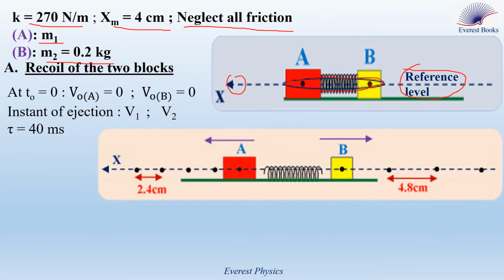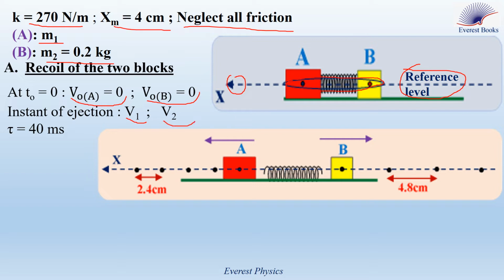Part A. Recoil of the two blocks. At t0 equals 0, the system spring-AB is at rest and we burn the string. The system is at rest, it means v0A is equal to 0 and the speed of B at t0 equals 0 is also equal to 0. A is ejected to the left with a velocity of algebraic value v1, whereas B is ejected to the right with a velocity of algebraic value v2.